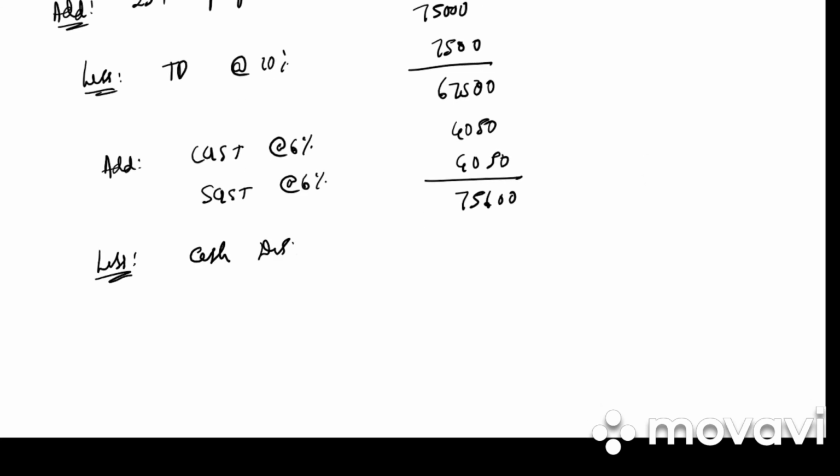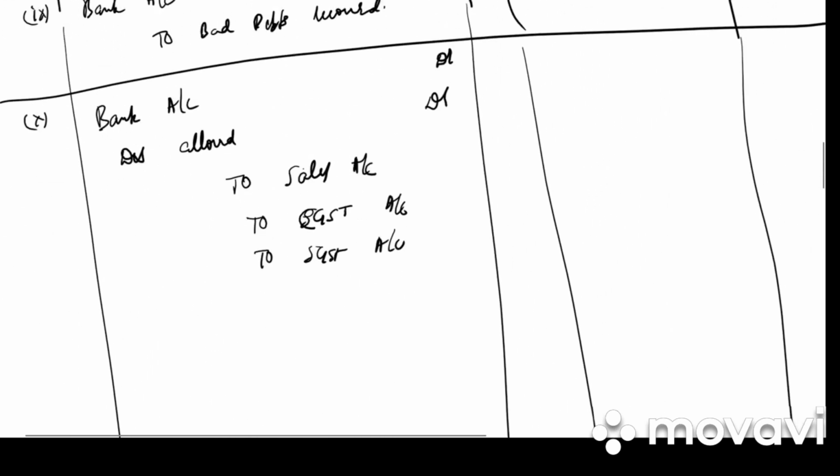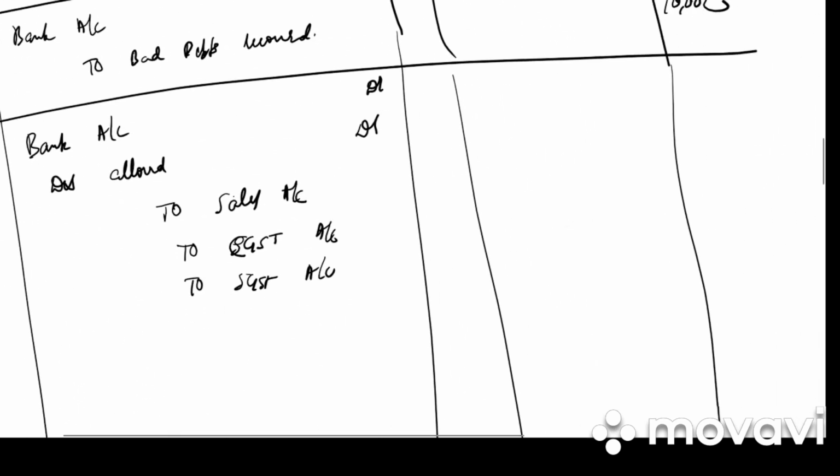How much cash discount is there? 2%. So 75,600 into 2 by 100. It is 1,512. 74,088. So sales is 67,500. 4,050 is CGST, 4,050 is SGST, 74,088 is bank, and 1,512 is discount. Write the narration. Sold goods by check.